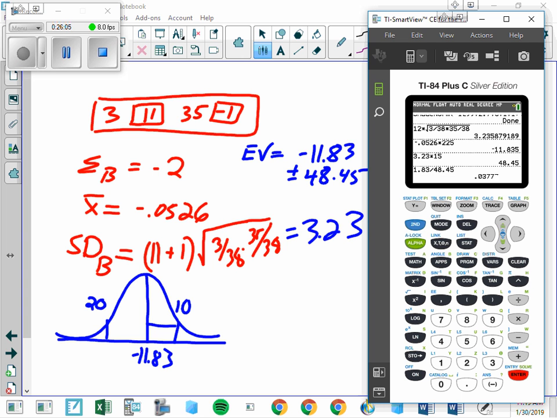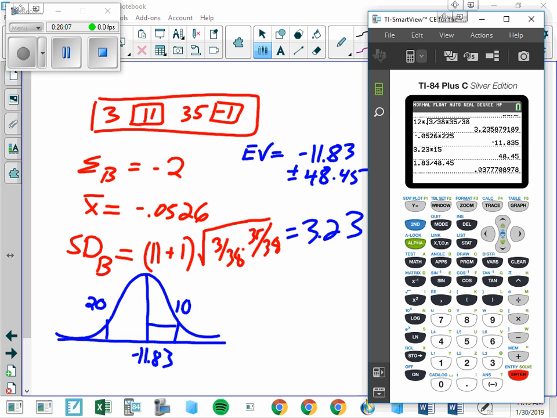And that gives me a positive z-score of 0.038. And then 20 minus 11.83, divide that by 48.45, and I get a negative z-score of 0.168. So it turns out this is really narrow. It's going to be this area right here.